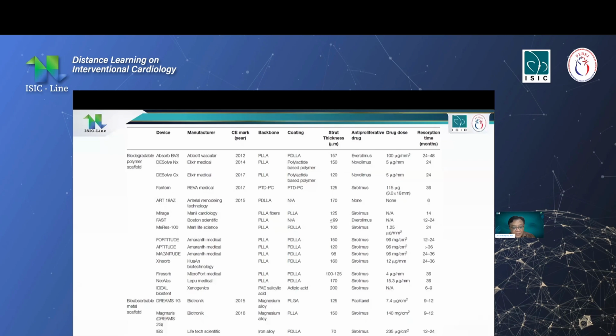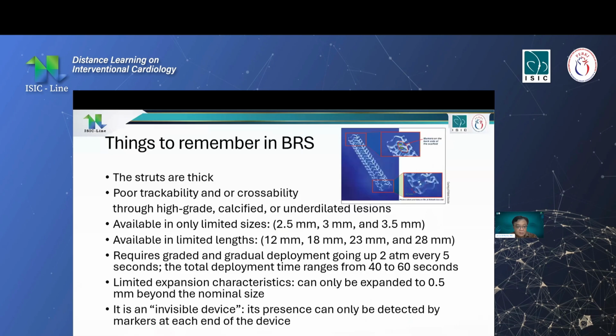The other scaffold is metal, usually a magnesium alloy. This is a mix between magnesium and aluminium usually. And now we have also an iron alloy. Most of the drugs is embedded in the strut, usually sirolimus. So I would like to talk about the BRS.